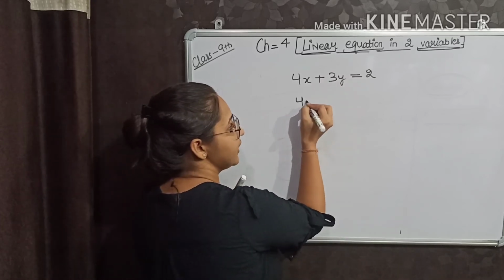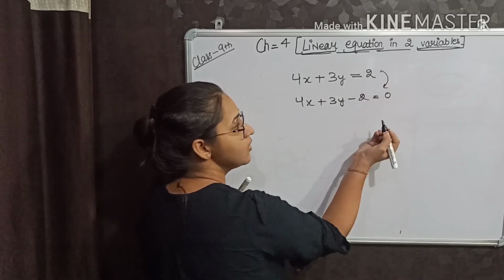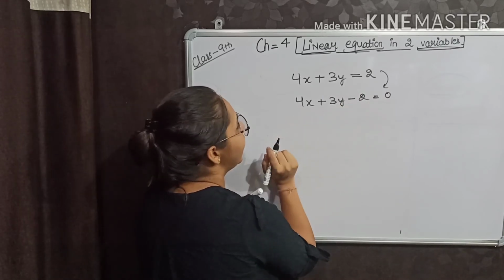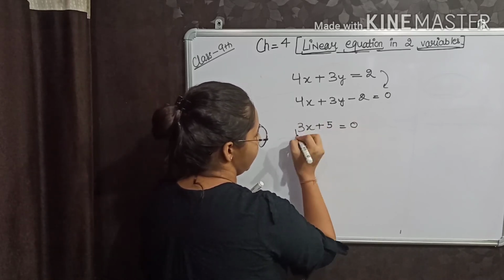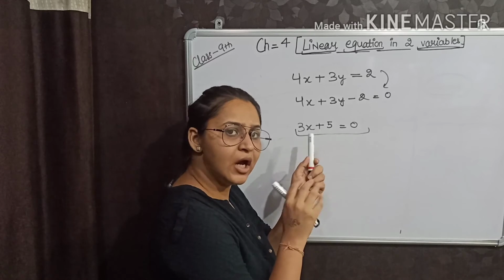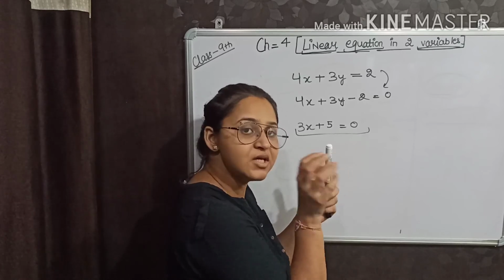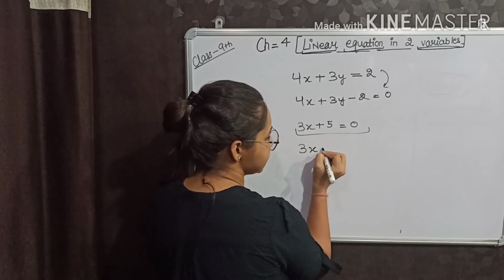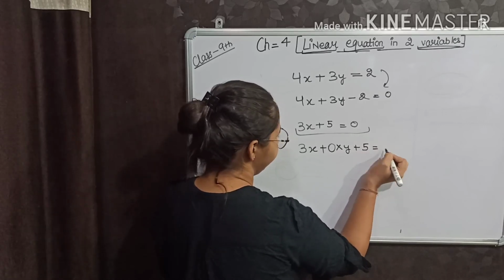You can write this equation as 4x plus 3y minus 2 is equal to 0. It is same. Okay, just you are rewriting. So it is also a linear equation. And if I am giving you 3x plus 5 is equal to 0. It is an equation. Linear equation. But now tell me, is it a linear equation in two variables? Yes, it is a linear equation in two variables. Why? Because I can write this equation as 3x plus 0 multiply y plus 5 is equal to 0.